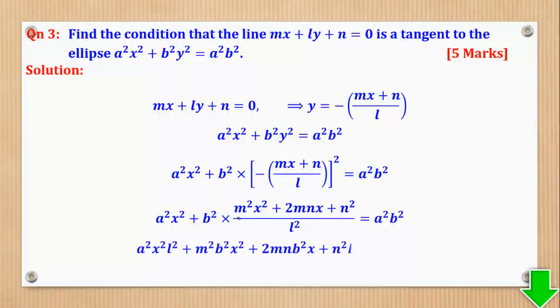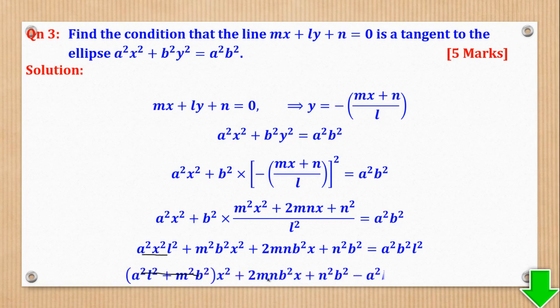Multiply throughout by L to get that. So now from there, after expanding, after cross multiplying, we can now rearrange x squared alone, x alone, and constants alone. Then from there, I'll remember the condition for tangency.